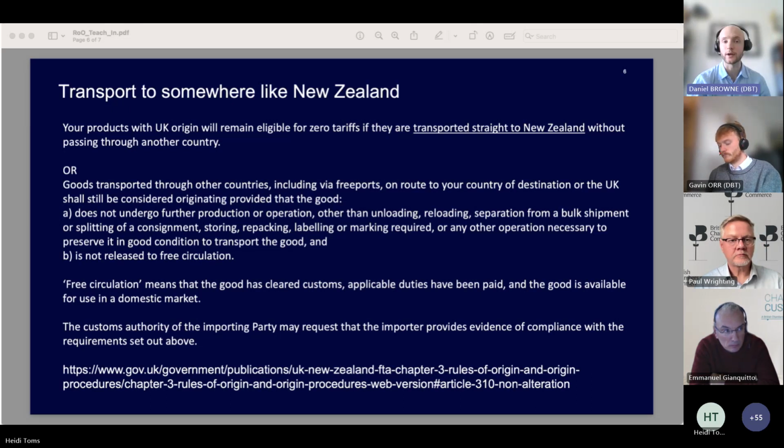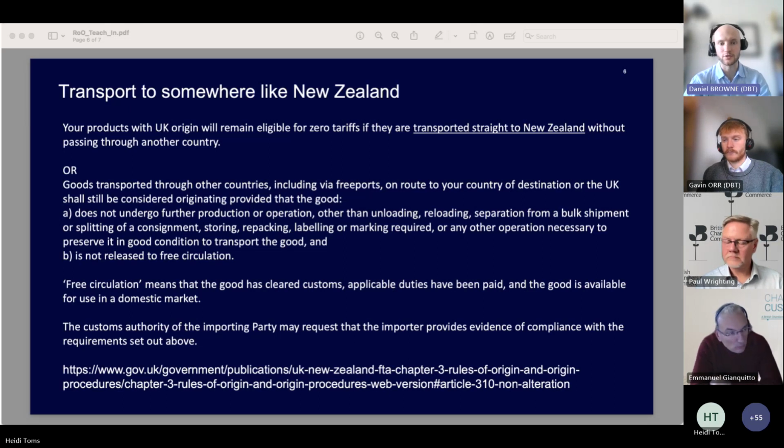If your good is going through anywhere in transit on the way to New Zealand, you may be asked to provide proof. Sorry, the importer may be asked to provide proof when the good does arrive to prove that it did not get released into free circulation or that no further production has happened. Provisions like this are designed to stop other countries from having their goods get preferential tariff treatment through the UK's FTA with another trading partner, so other goods can't sneak through there and get preferential tariff treatment, acting as British goods when they are not.